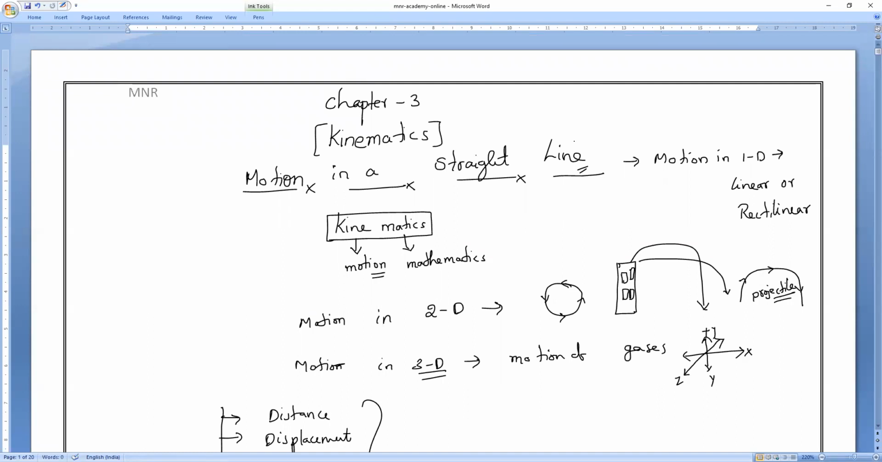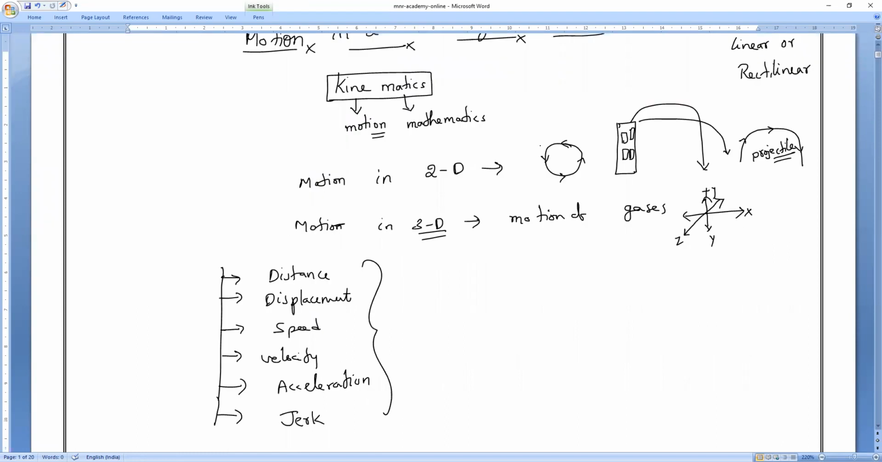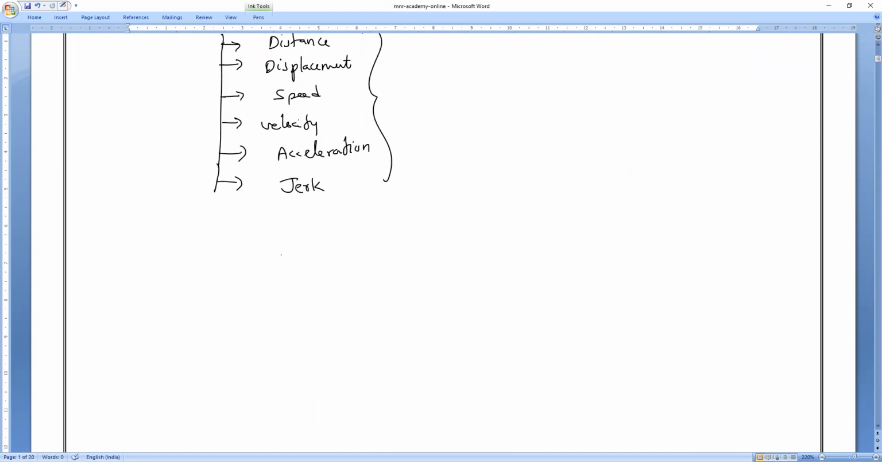Now let us discuss the first two things, distance and displacement. This is the main thing in this chapter. Based upon the path of a body, you must be able to calculate what is distance and what is displacement. Majority of you already know what distance and displacement are. Let us once again discuss and then go further.